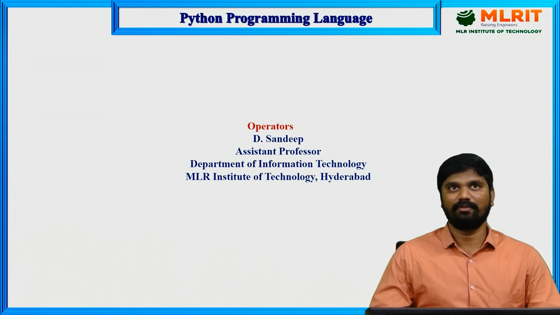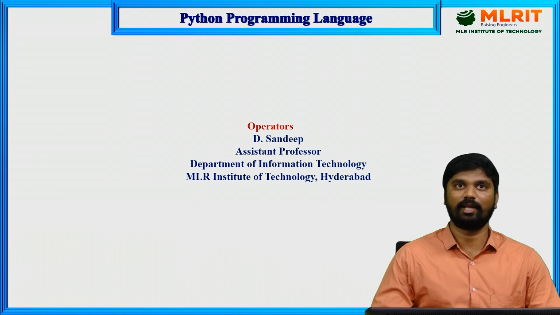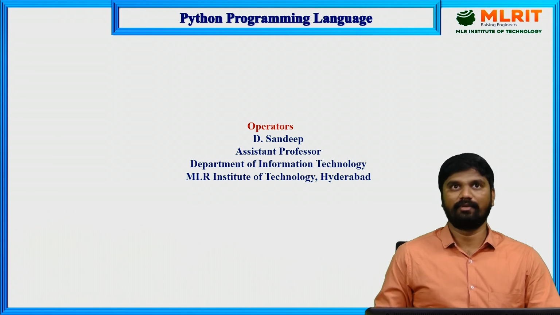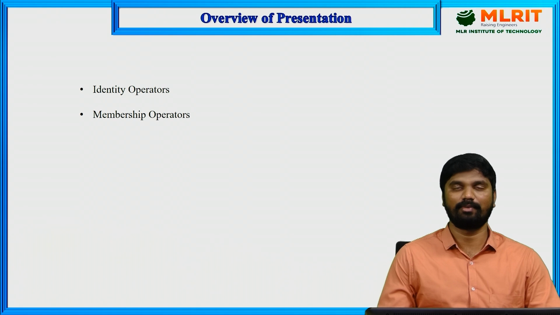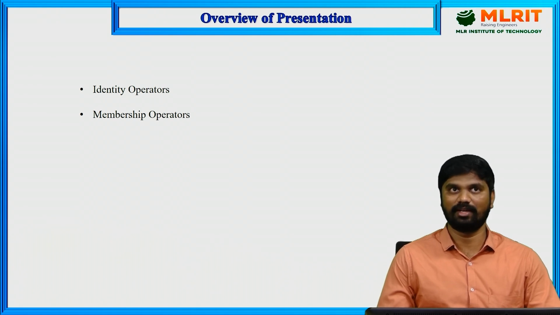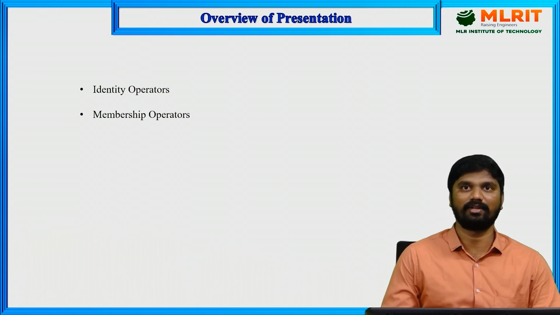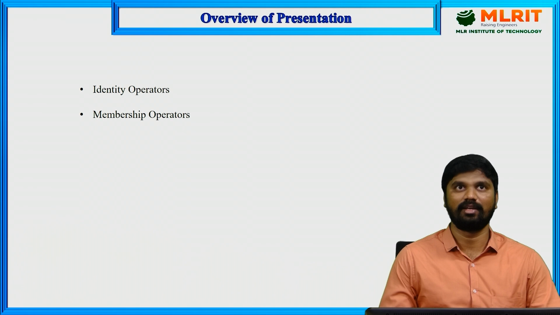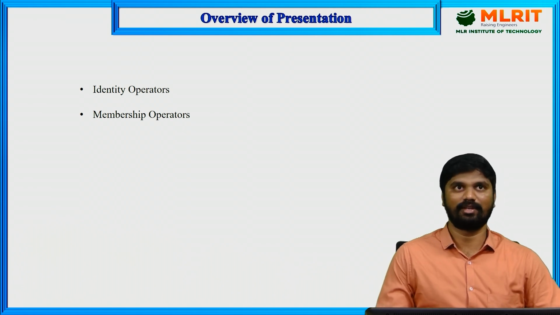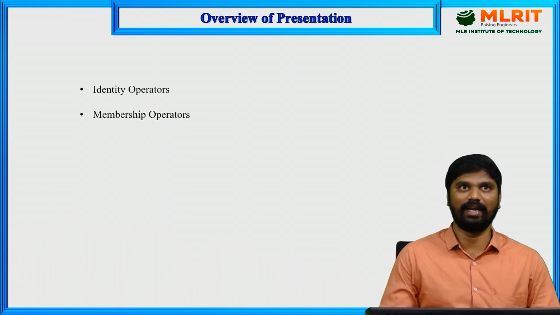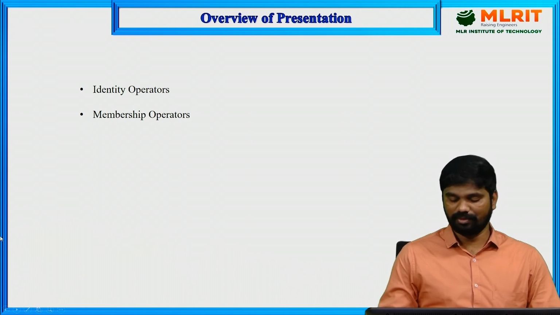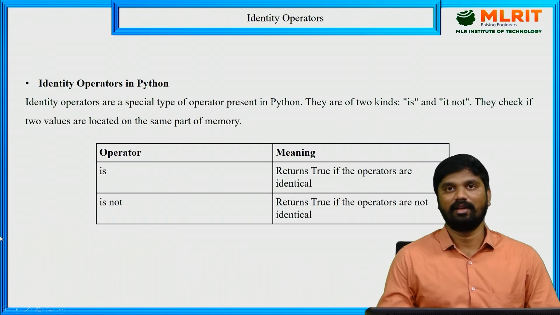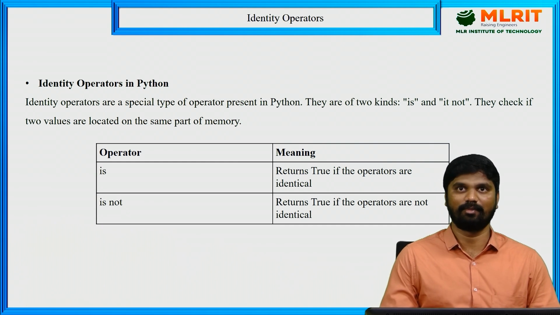In the previous class, we discussed what an operator is and the different types of operators: arithmetic operators, comparison operators, which we can also call relational operators, assignment operators, and logical operators. Today we are going to discuss the remaining operators, which are identity operators and membership operators. We'll discuss them one by one.